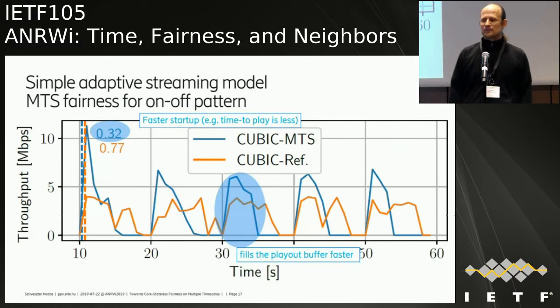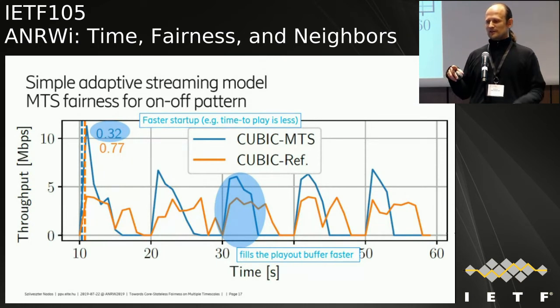And there is another example here. This is a very simple adaptive streaming model. It inserts some kind of download into the system every 10 seconds. And there is an initial download. And we show how much time it takes to download 1 second worth of video data. And because the MTS, the multi-timescale resource sharing, boosts the initial part, there is a much faster startup.